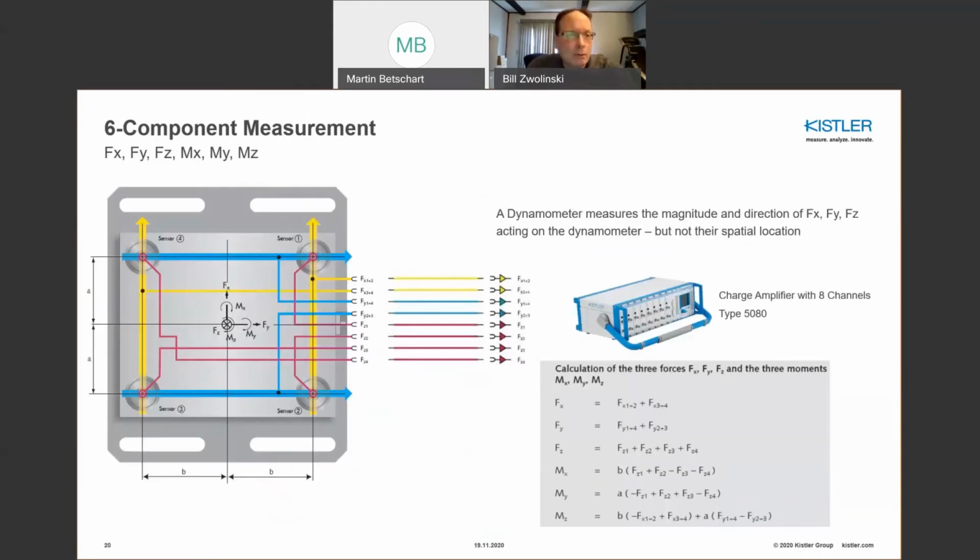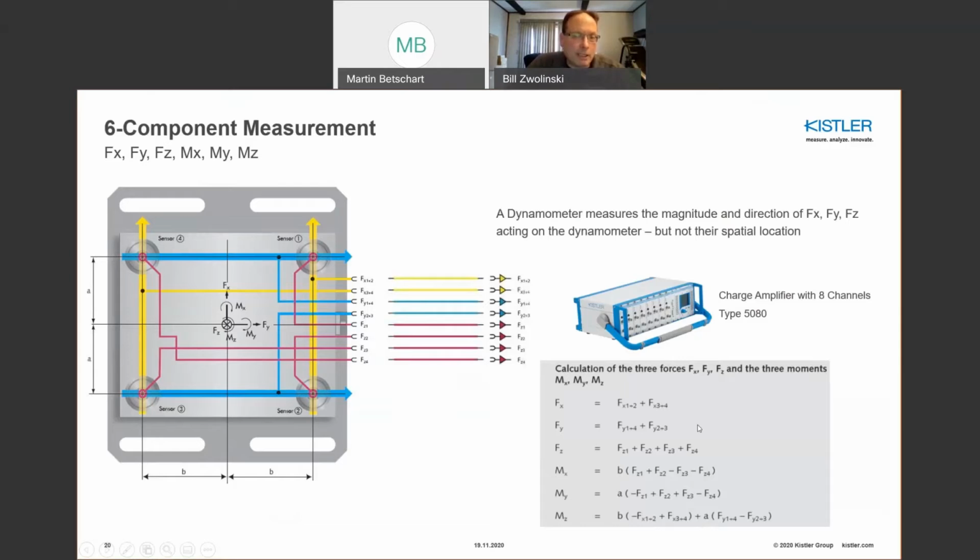So basically what a 6-component measurement looks like is you have a device called a dynamometer comprised of, say, four 3-component load cells. Internally, we do some charge summing to generate, instead of 12 signals, 8 signals. By knowing the geometry, you see a parameter called A, which is the vertical separation of the sensor to the center line, and the horizontal separation B right here. By knowing that, you can easily compute a closed-form expression for forces and moments.